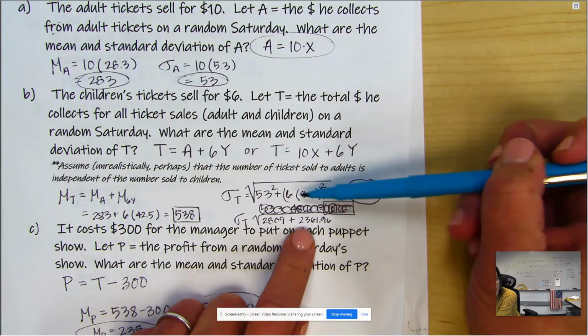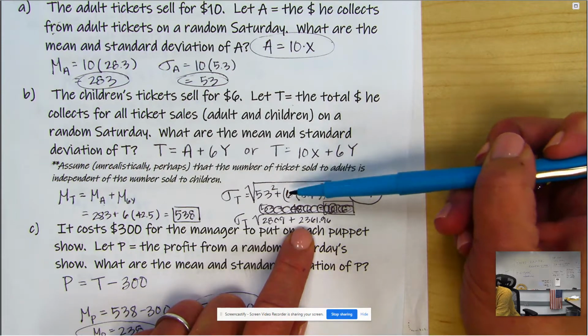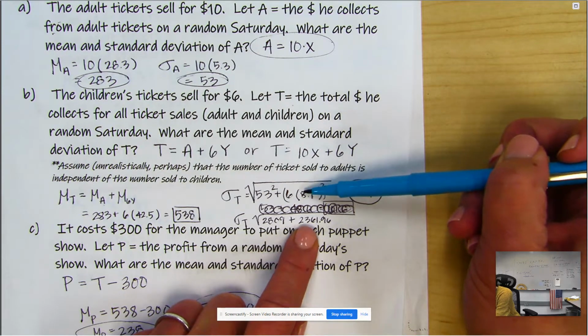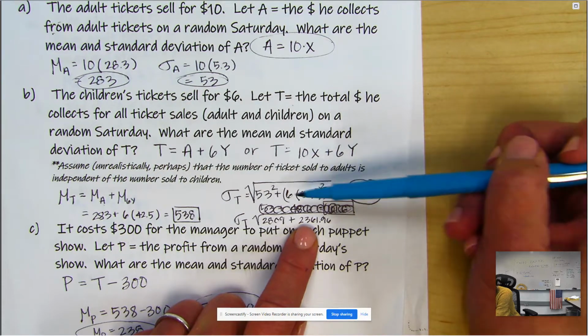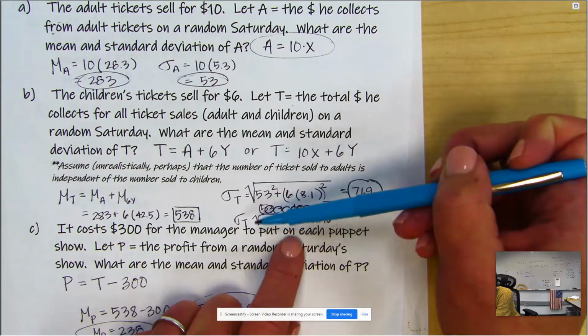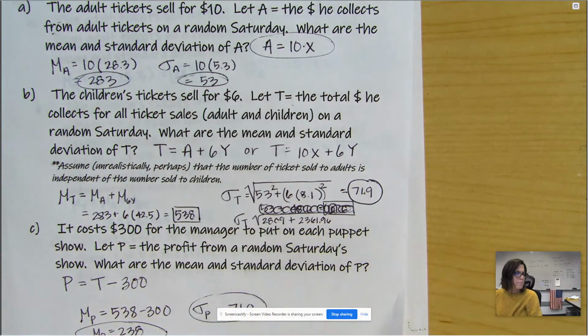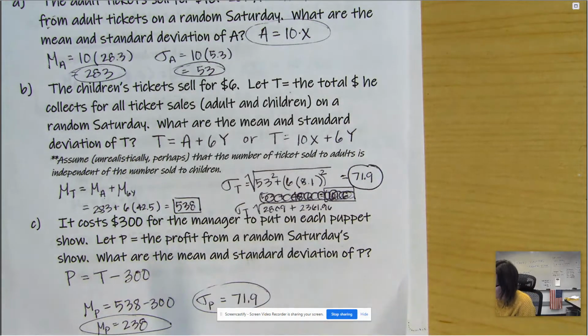Okay. Now, we had never calculated the standard deviation for the amount you're making on kids, which needed to be 6 times the standard deviation of the number of kids. So 6 times 8.1. We hadn't done that calculation for kids yet. Then square that. Okay. Add it to that. Take the square root. So 71.9. So on average, let's see what T represents. The total amount he collects for all ticket sales will vary from the mean by $71.90.